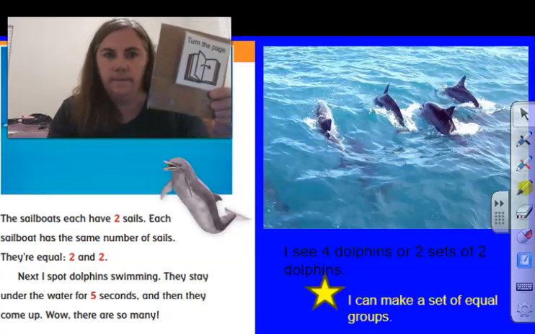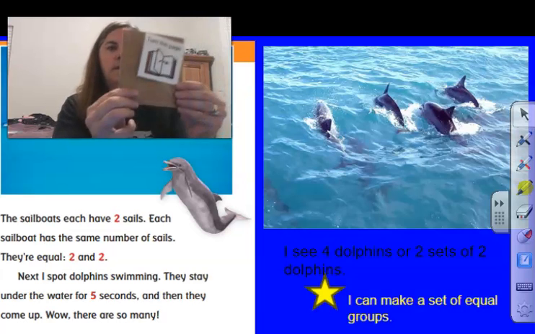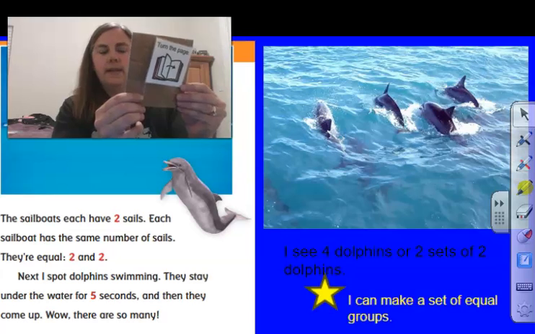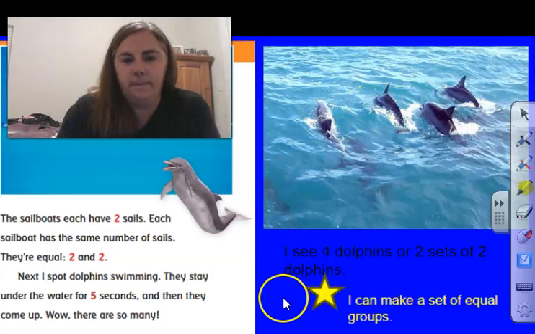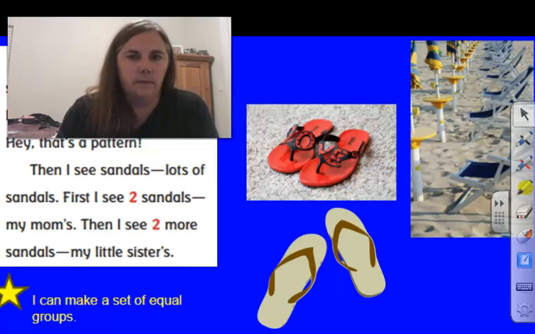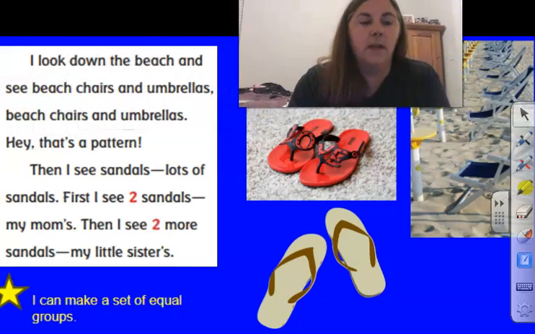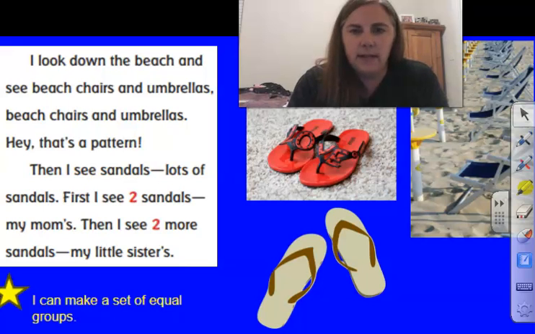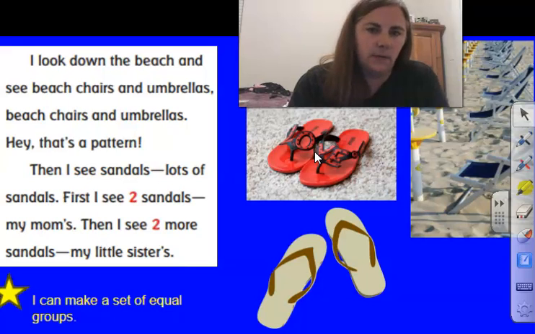Now, let's turn the page. Our sets are the same. They're equal groups. I look down the beach and see beach chairs and umbrellas. Beach chairs and umbrellas. Hey, that's a pattern. Then I see sandals. Lots of sandals.